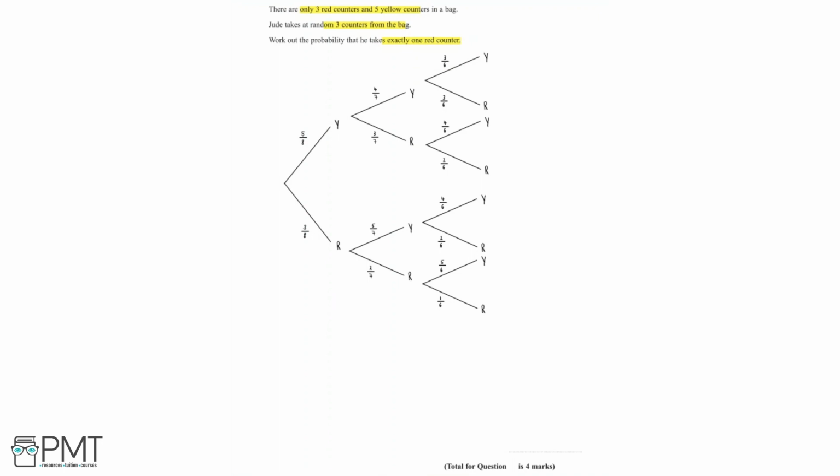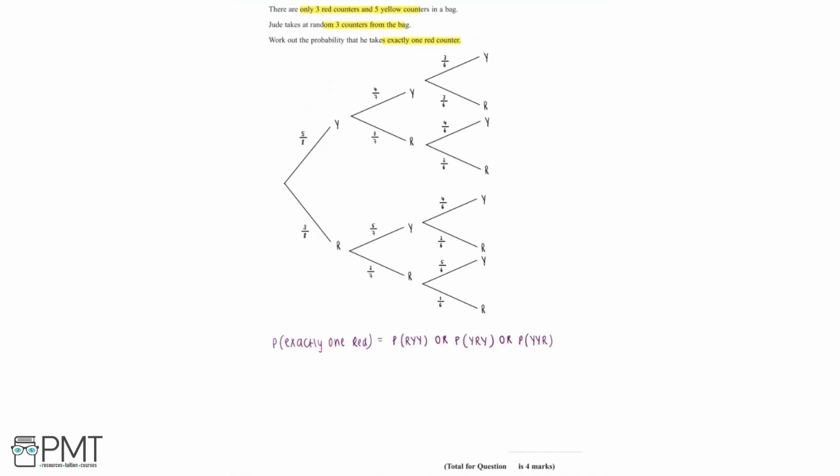Let's consider what it means for Jude to have taken exactly 1 red counter. If he takes exactly 1 red counter, that means he can only have picked red 1 time. And so the different combinations for that would be picking red first and then yellow, or picking yellow first and then yellow, or picking yellow first and then red.